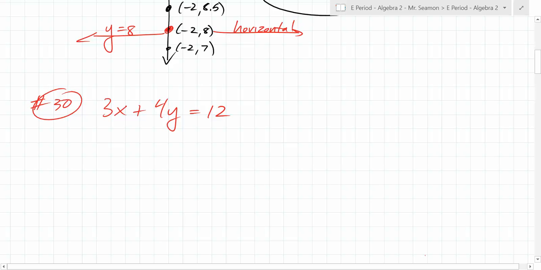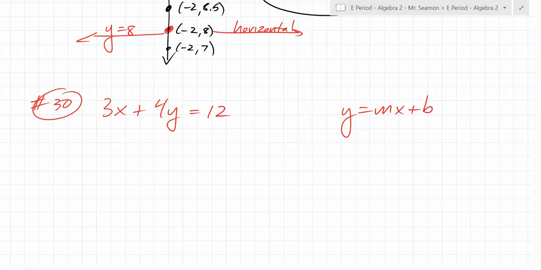You write that in. What is slope-intercept form? What's the general form for slope-intercept? Y equals mx plus b. So we have to isolate what? Y. What's the first thing we would do, Aubrey, if we wanted to isolate y on that equation? It's not already isolated. 4 is in front of it, and 3x is also in front of it.